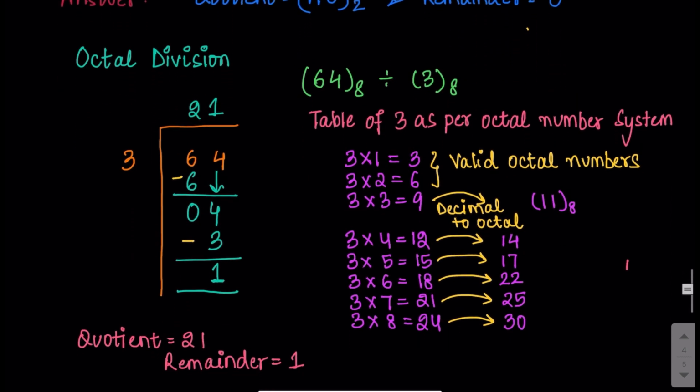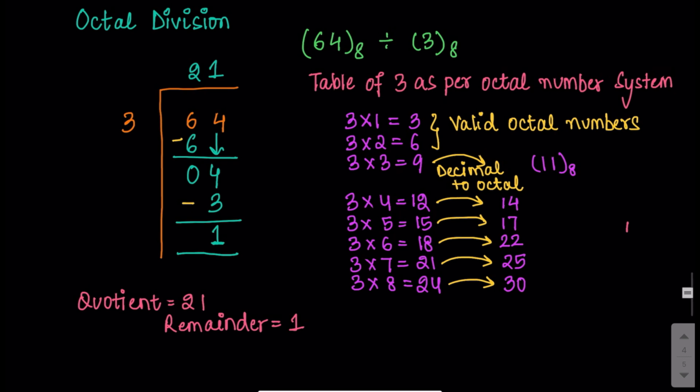In this way we can perform the division for other number systems like octal. In case of octal, the valid digits are from 0 to 7 because the base for the octal number system is 8. When we perform the division like 64 divided by 3 in octal number system, first of all, before performing the division, we need to have the table of 3 as per the octal number system. So over here I have the table for 3. I start by first writing down the decimal number system table and then I convert the invalid digits from decimal to octal.